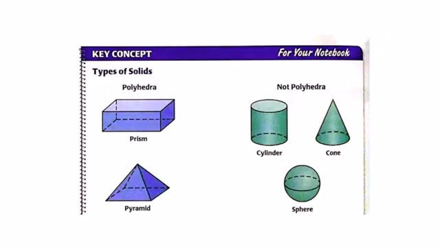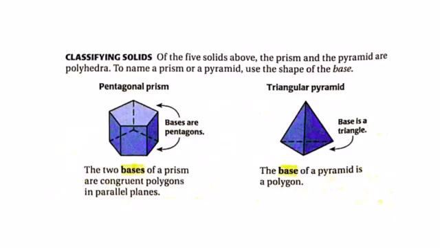Okay, looking at a couple of examples here, we have a polyhedron that is called a prism, and then I also have a pyramid, and then the non-polyhedrons, notice how they all have curves of some sort. So classifying them, of the 5 solids above in your textbook, the prism and the pyramid are polyhedra. To name a prism or a pyramid, use the shape of the base. So here it is a pentagonal prism, so we use the shape of the base. It is a pentagon, and then we just say prism after it.